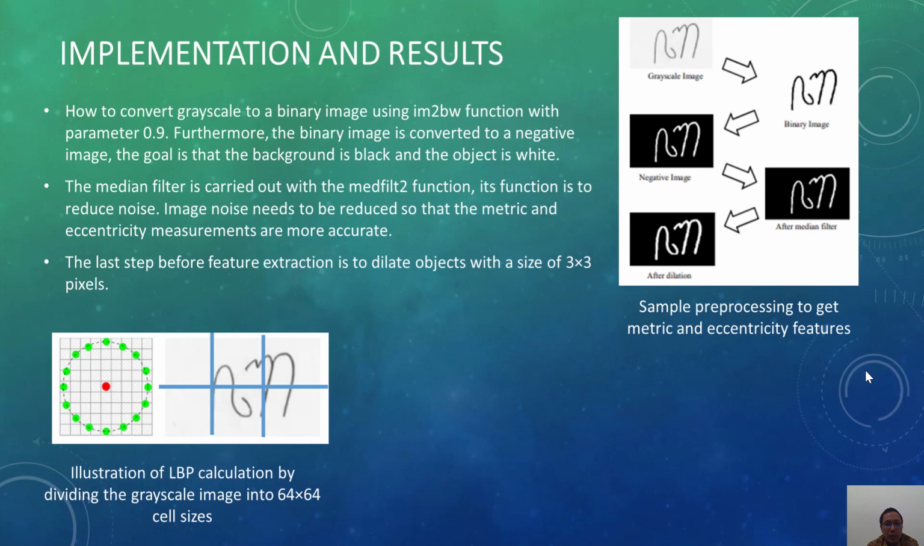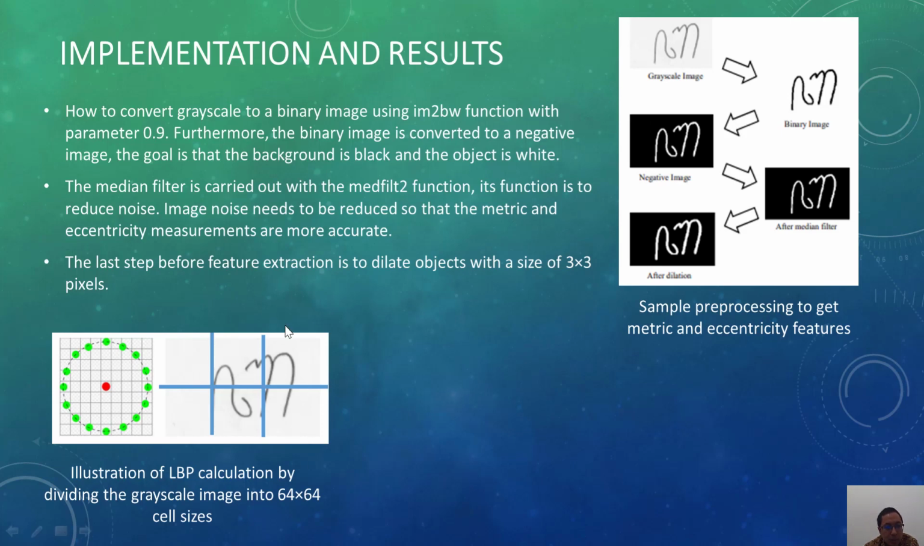This is our implementation and result. To convert grayscale to a binary image, we use the im2bw function, or image to black and white, with the parameter 0.9. Then the median filter is carried out with the medfilt2 function, which is a function to reduce noise. Then the last step before feature extraction is to delete objects with a size of 3 times 3 pixels.